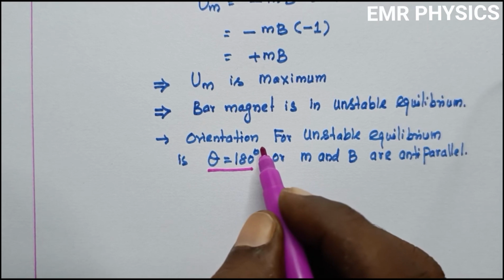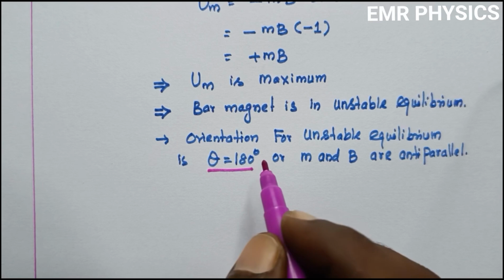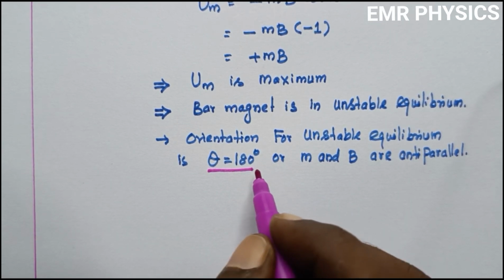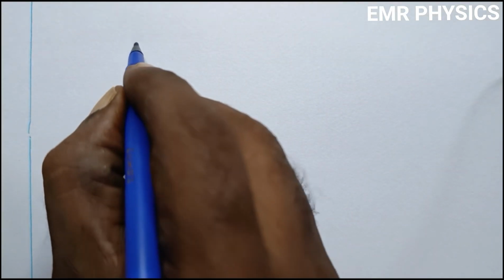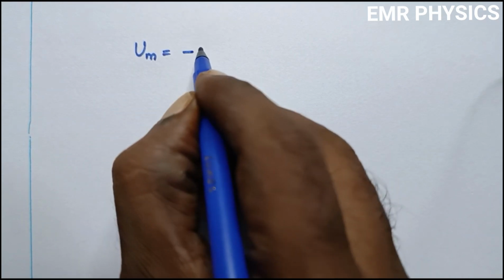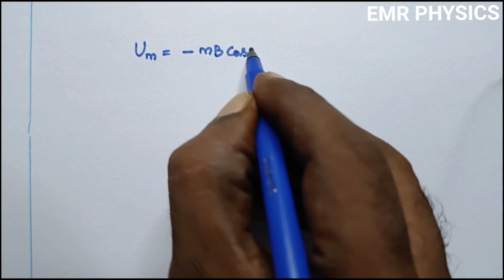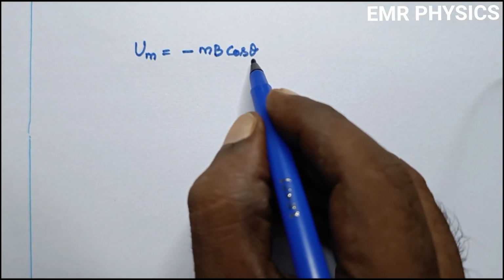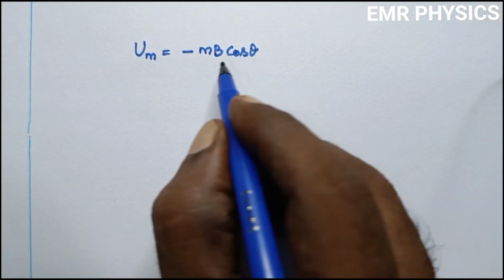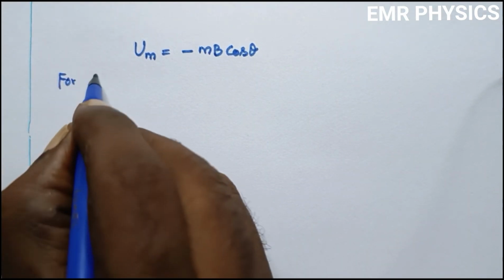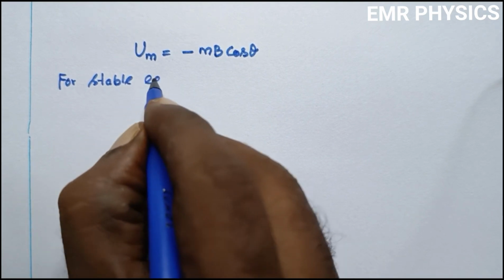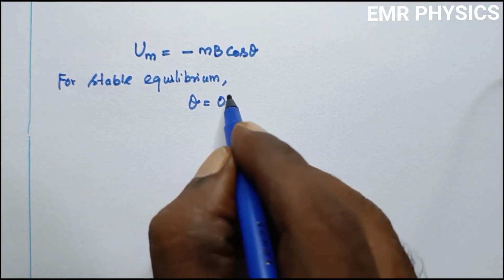Now let us answer the second question. The second question is we have to find the potential energy in each case, that is, the potential energy corresponding to stable equilibrium and unstable equilibrium. We have already discussed that U_m is equal to minus MB cos theta. If theta is equal to 0, then the potential energy is minimum and the system is in the stable configuration. So, for stable equilibrium, theta should be equal to 0 degree.